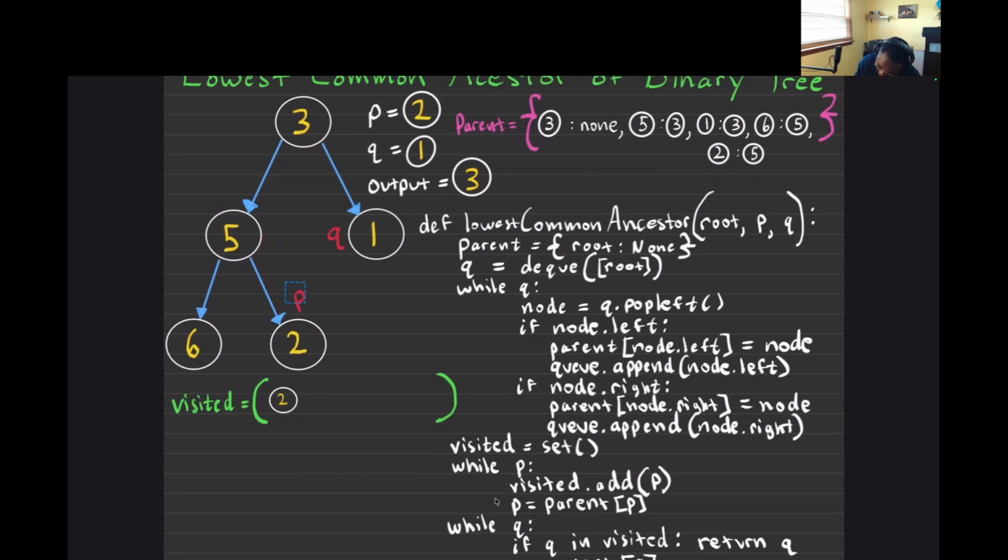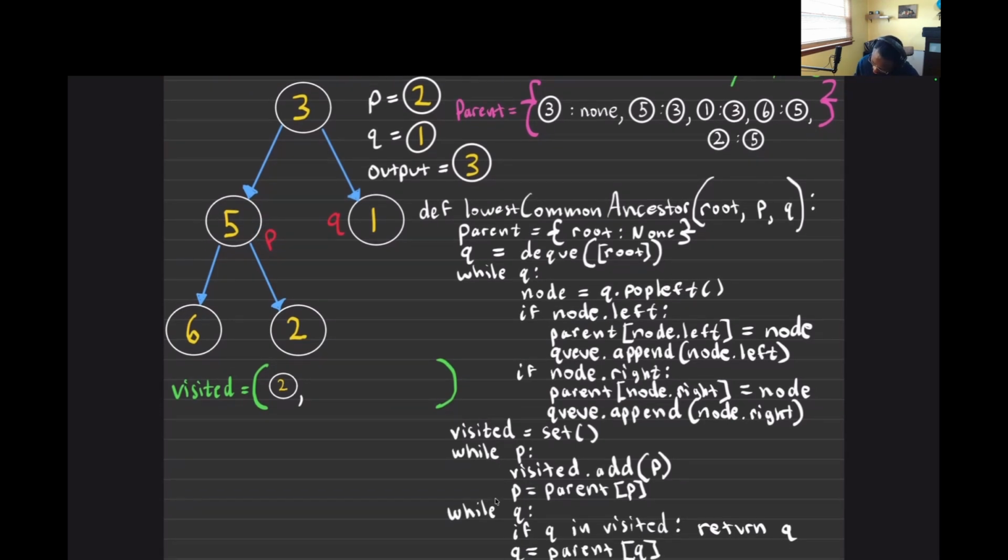So P comes here, just following along with our code here. While P, P is equal to node 5. Visited.add P, so we're going to add this here, and we're going to update P to be equal to its value. So P, the key node 5, the value is equal to 3. And just like how we see here, nothing too crazy.